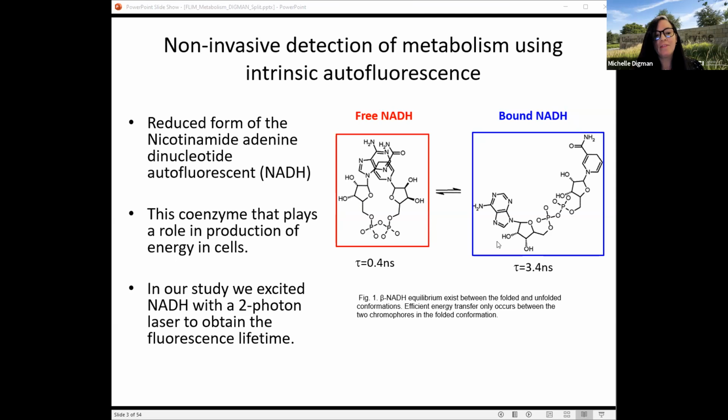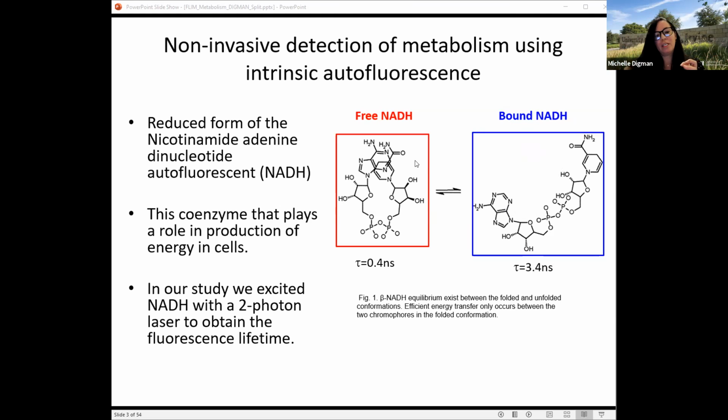In fact, this cofactor, this coenzyme actually plays a critical role in the energy metabolism. As you could see in the structure, when it's bound to a protein, the complex is open, so the fluorescence lifetime is very long. Depending on what it's bound to, it can have a lifetime up to about 9 nanoseconds. In the case that we use it, we see fluorescence signal at 3.4 nanoseconds.